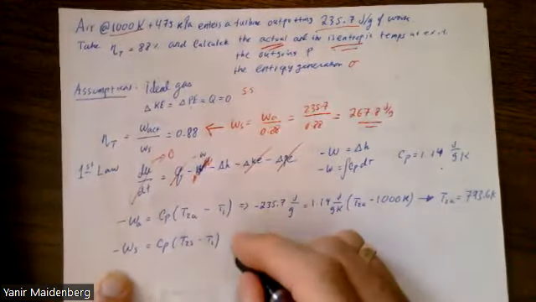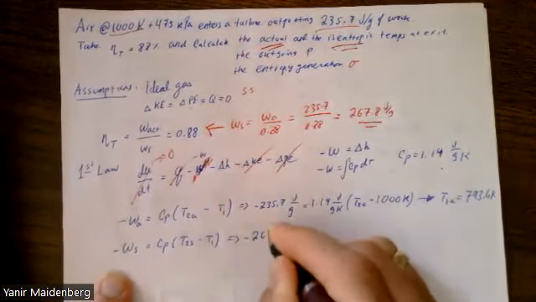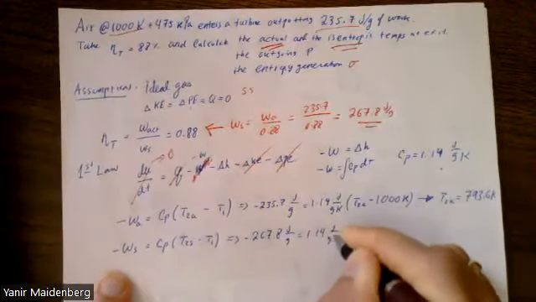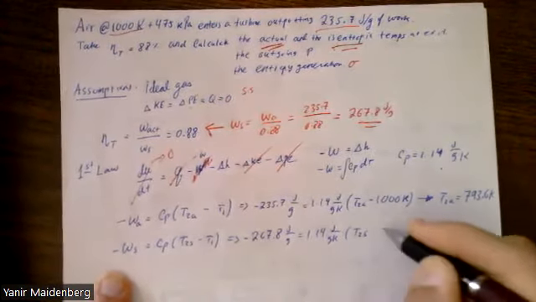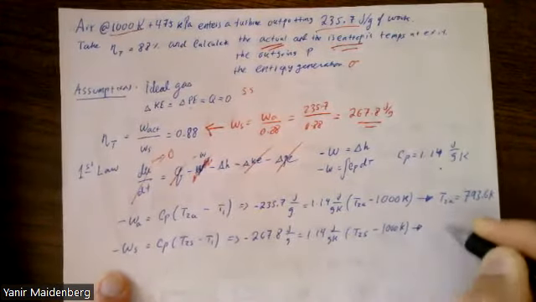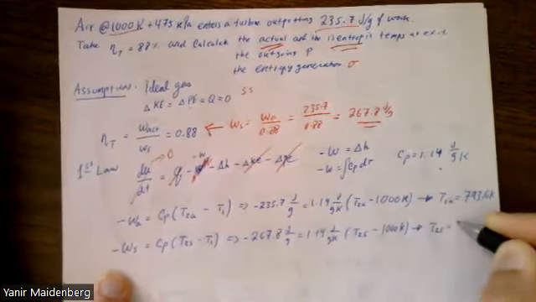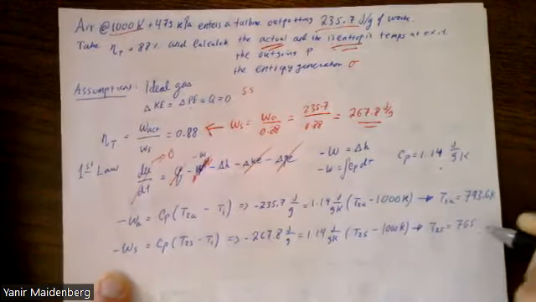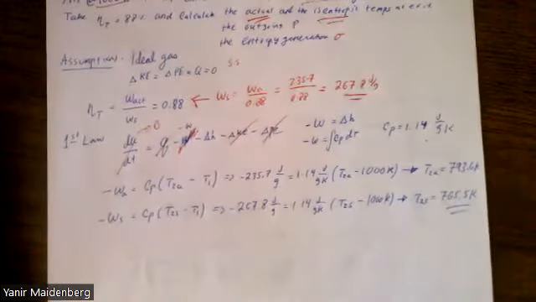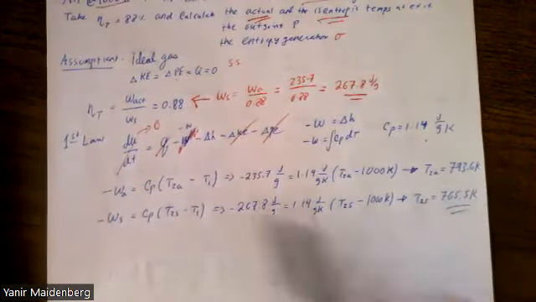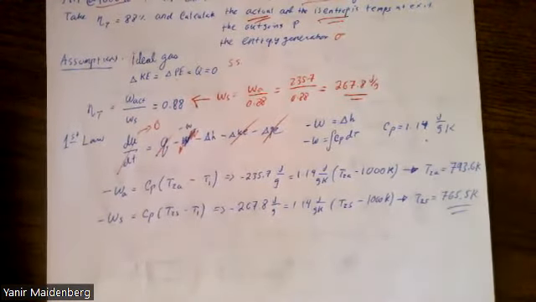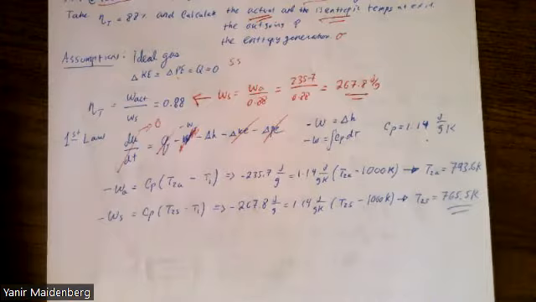So we're going to use this here. Negative 267.8 joule per gram is 1.14 joule per gram Kelvin times T2S, because this is the isentropic final temperature, minus 1,000 Kelvin, and we get that T2S is lower. It's the lowest possible temperature we could potentially get. We will never go that low, but that means that our process is not that far off. We know it's about 88%, so it's operating at a pretty good efficiency. So we're going to get a slightly higher temperature than what we could ideally get.